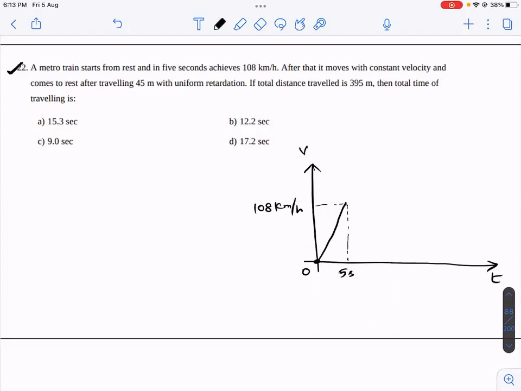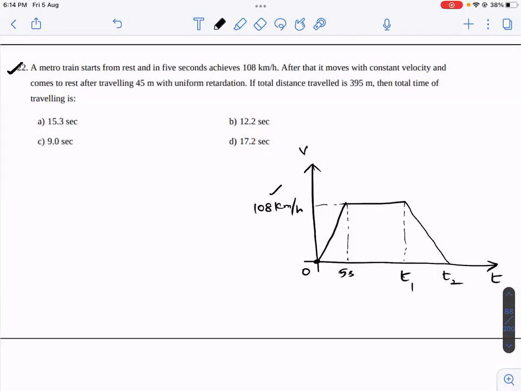After that, it moves with a constant velocity. We don't know for how much time. Let's say it travels till time t with a constant velocity, and that value is definitely going to be 108 km/h. After that, it comes to rest by traveling a distance of 45 meters with uniform retardation. Retardation means velocity should decrease with respect to time. So if I take this as t1 and this as t2, it has traveled with decreasing velocity and it has come to rest.